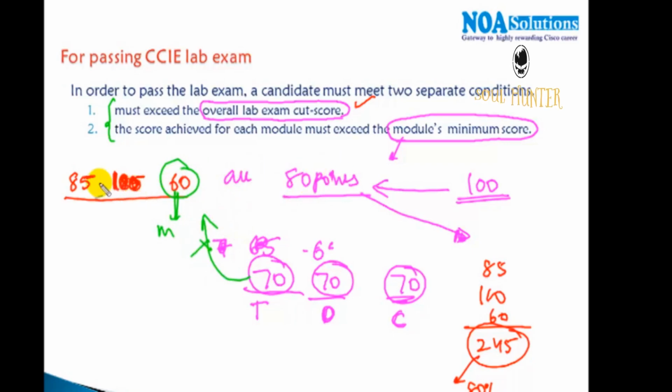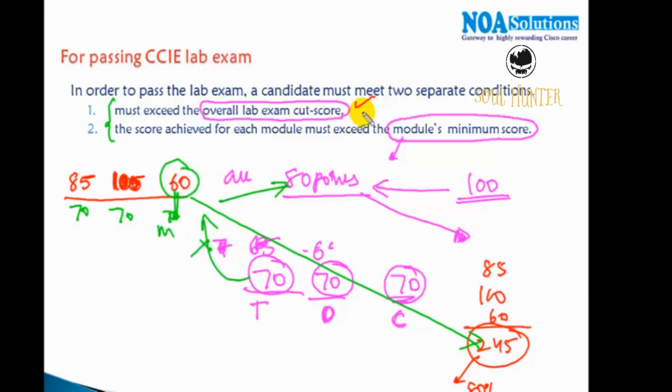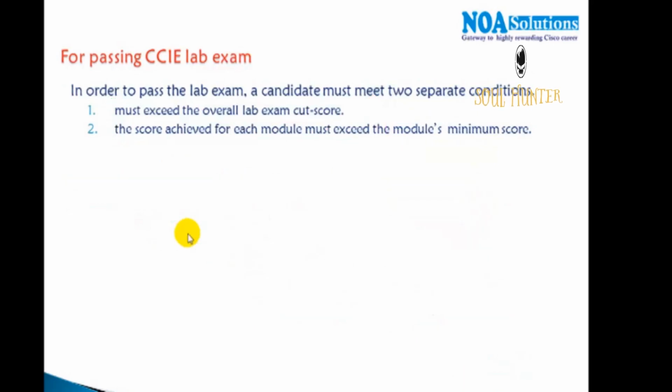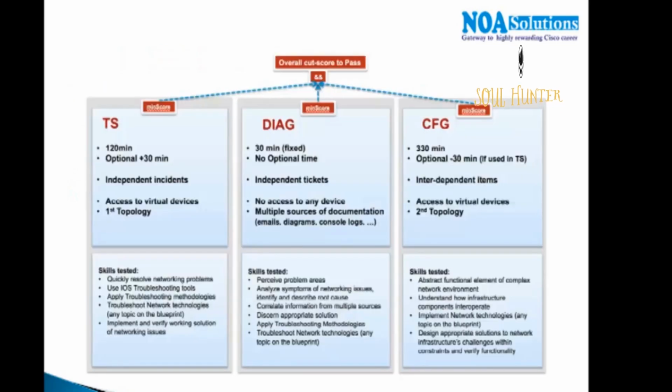So you have to ensure that you get at least the minimum score in each and every section, and the overall also should be more than whatever is given. These are the two conditions that must be satisfied, based on the grading of your examination. Now let me just quickly summarize.